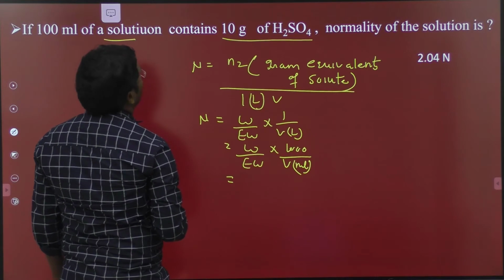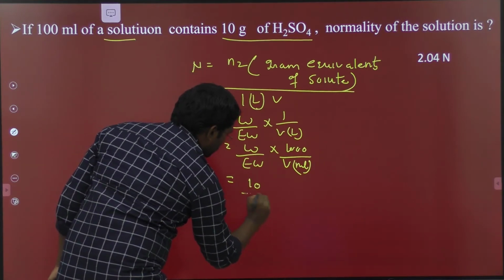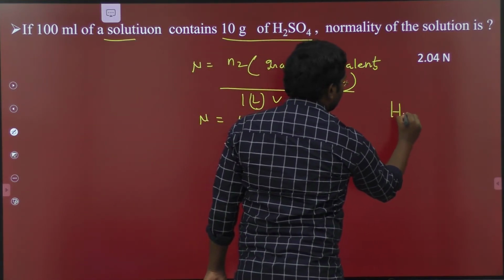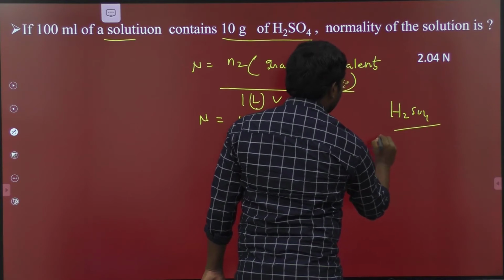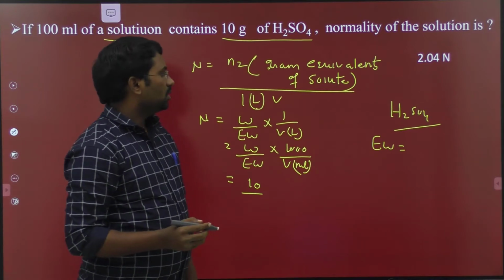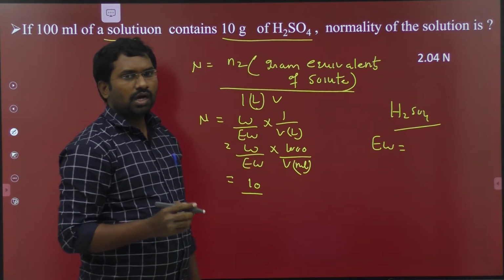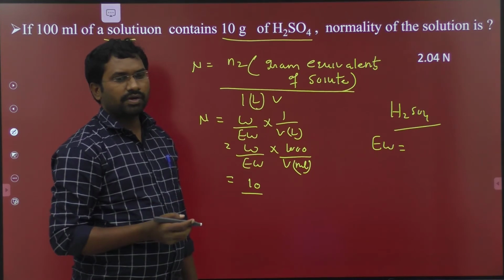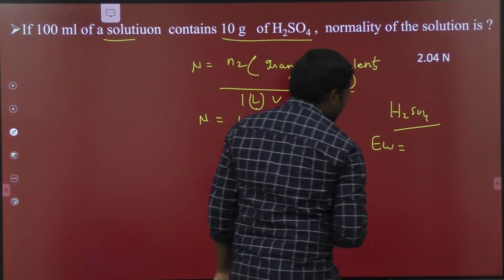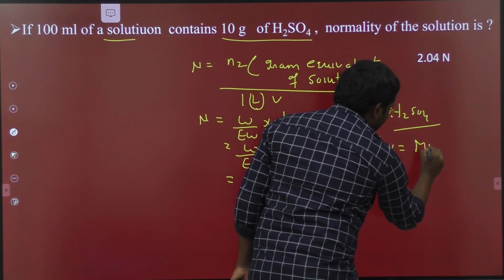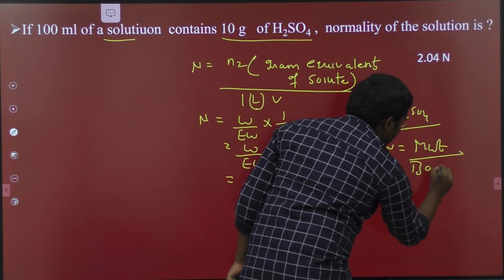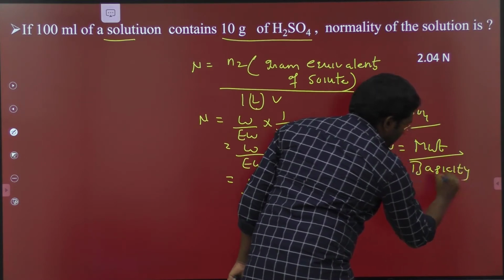So what is the weight value given in this problem? The weight is 10 grams of sulfuric acid. And what is the equivalent weight of sulfuric acid? The sulfuric acid formula is H2SO4. So how can we calculate the equivalent weight? In the previous class we learned how to calculate the equivalent weight of an acid, a base or a salt. Sulfuric acid is an acid, therefore the equivalent weight is equal to its molecular weight by basicity. We have to calculate the basicity.